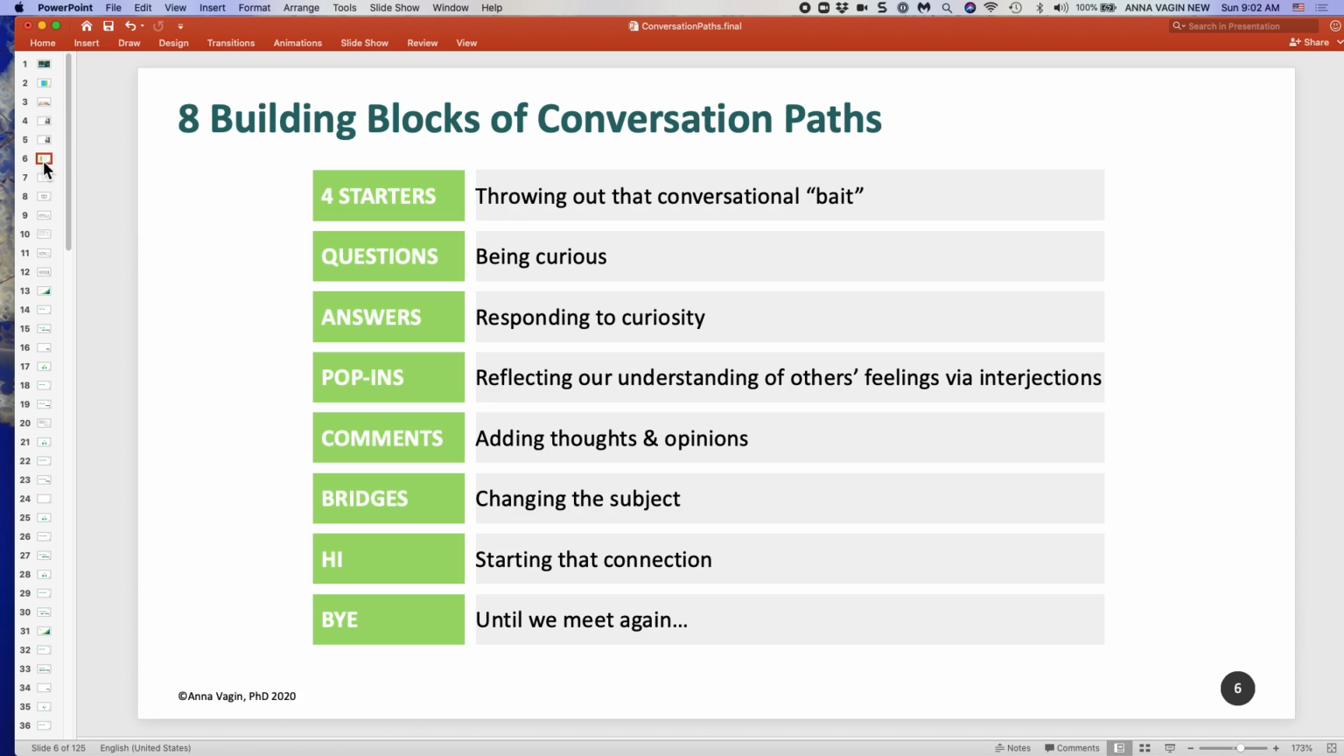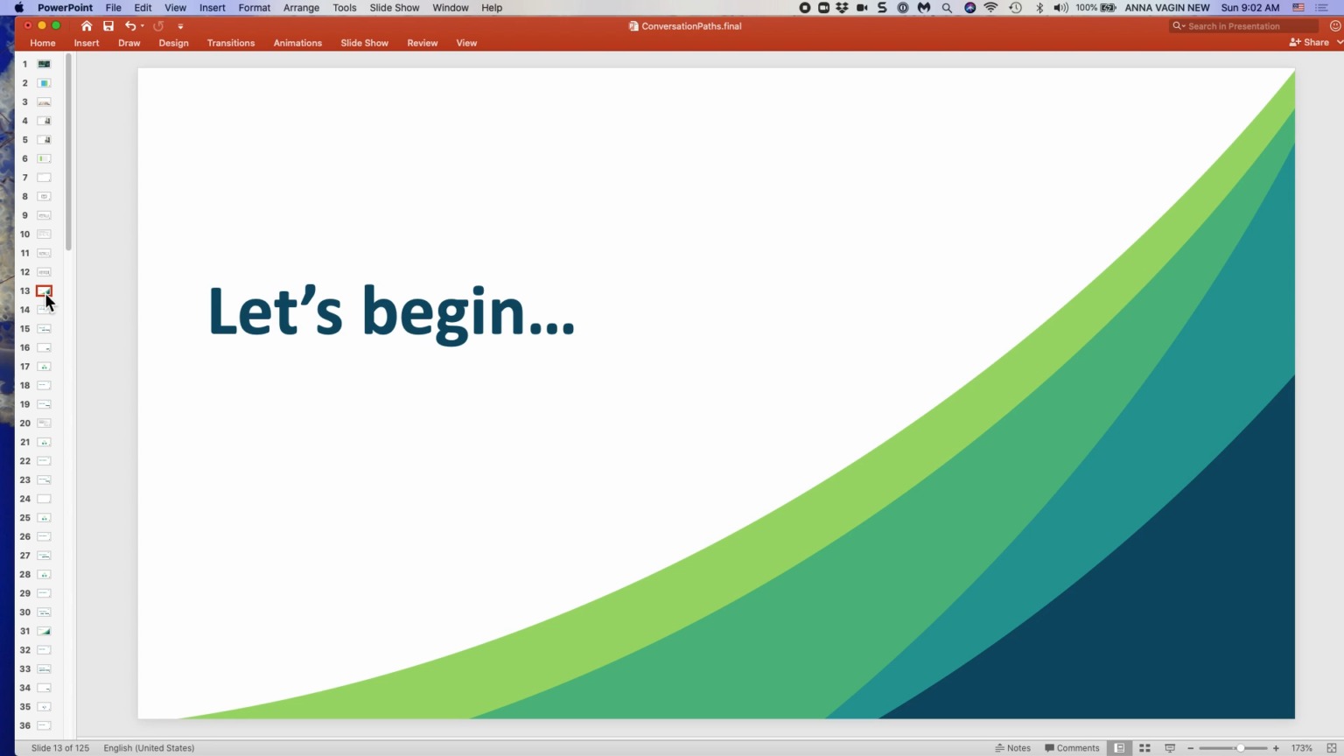These are the 8 building blocks of Conversation Paths: starters, questions, answers, pop-ins, comments, bridges, and then hi and bye. Let's look at what a path might consist of.